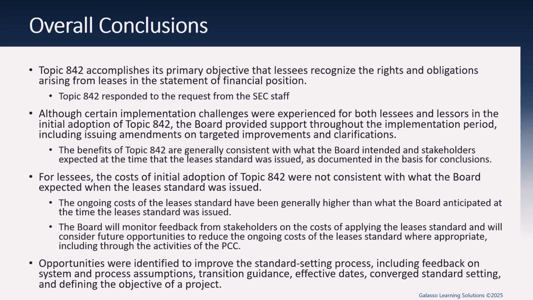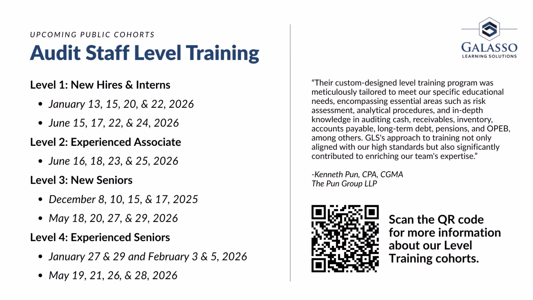For lessees, the costs were not consistent with what was expected. Again, that ongoing cost. And so that's something that they're going to continue to monitor. And then again, opportunities to improve the standard setting process, looking at things like system and process assumptions are going to be considered. So again, this is not just historic, but what can we do going forward? That's the point of a PIR. Next time we have something like this, what do we need to keep in mind?